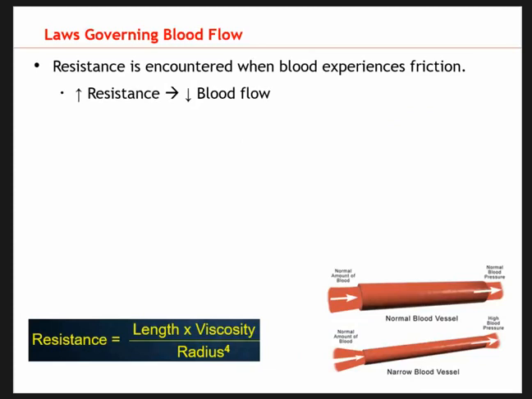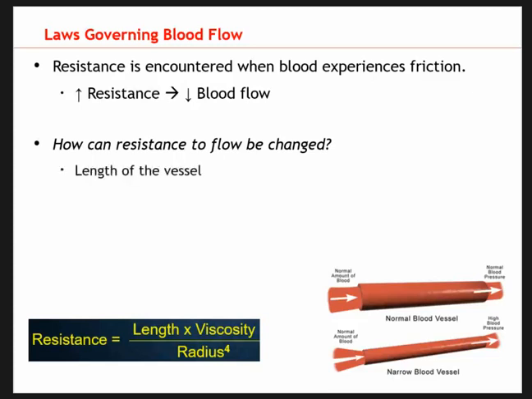So resistance is encountered when blood experiences friction. What's friction due to? It's either due to vasoconstriction, so the constriction of an artery or of a vein, or of some sort of plaque buildup. That causes friction against that blood, and if we have a resistance, we have less blood flow. So just like we explained on the last slide. But now let's talk about how resistance to flow can be changed. We'll list a few variables here, and I'll give some examples.